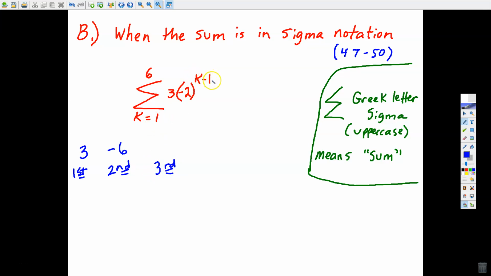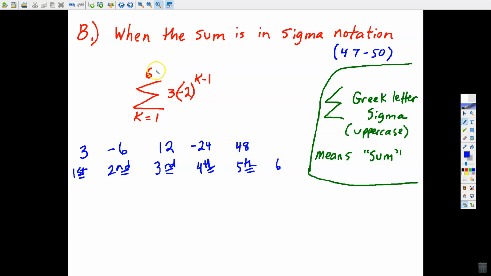3 minus 1 is 2. Negative 2 squared is 4. 4 times 3 is 12. So you can either keep doing this by letting k go up by 1, or you know what the common ratio is, negative 2, so you're going to be multiplying by negative 2 each time. So the next one should be negative 24. The fifth one should be 48.